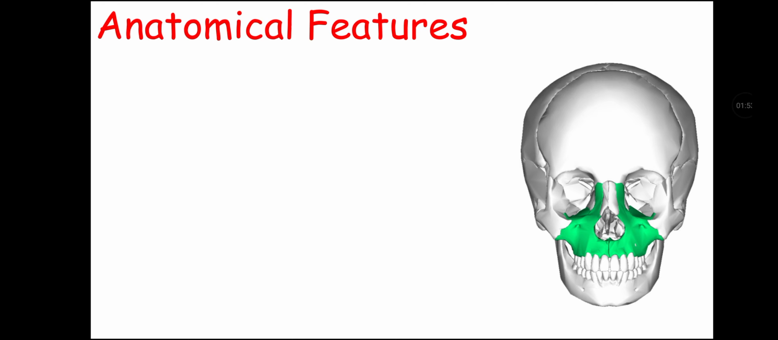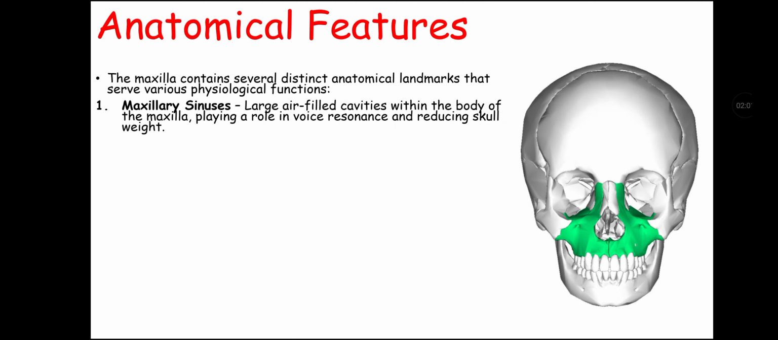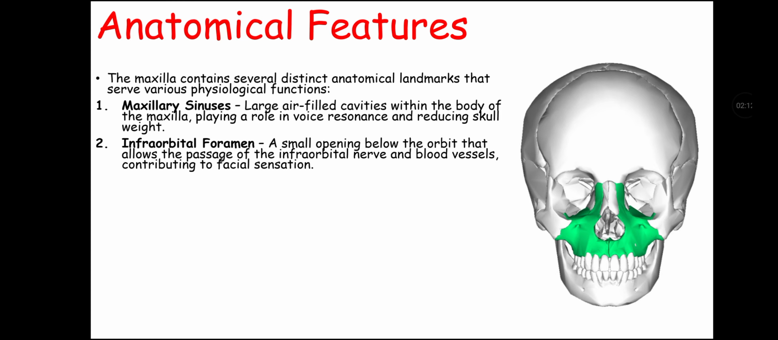Now let's talk about the anatomical features of the maxilla. Maxilla contains several distinct anatomical landmarks that serve various physiological functions. First are maxillary sinuses, that are basically large air-filled cavities within the body of maxilla playing a role in voice resonance and reducing skull weight. The second anatomical feature of maxilla is infraorbital foramen, that is a small opening below the orbit that allows the passage of infraorbital nerve and blood vessel contributing to facial sensation.